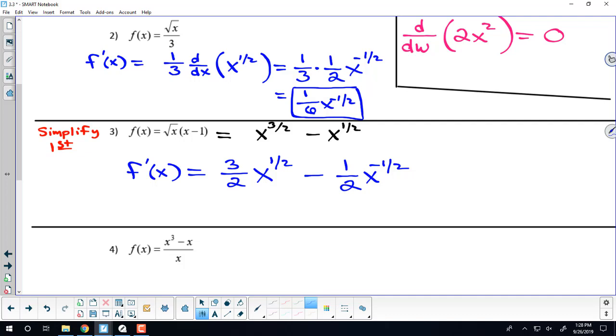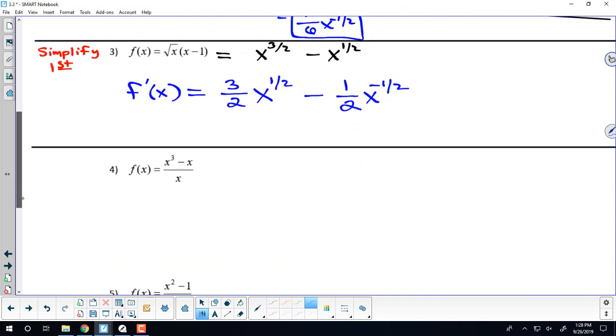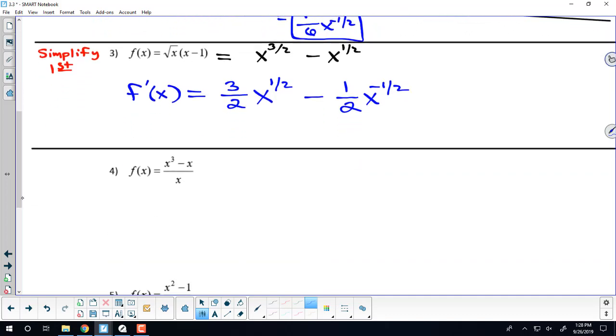So that's our derivative. Any questions on that? Okay, how about example 4, x cubed minus x over x?